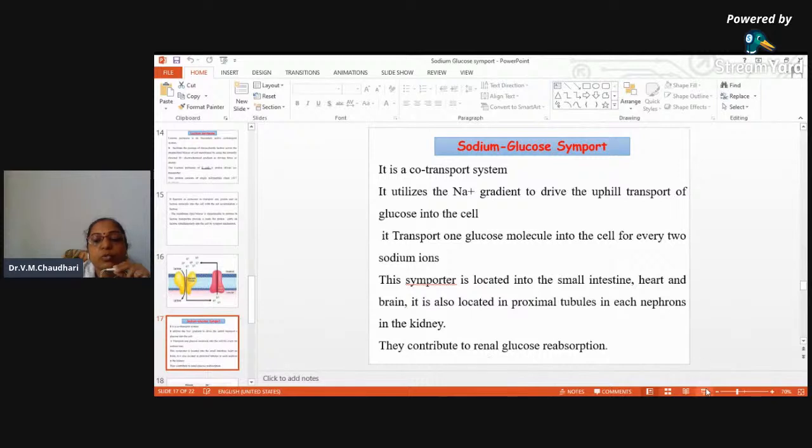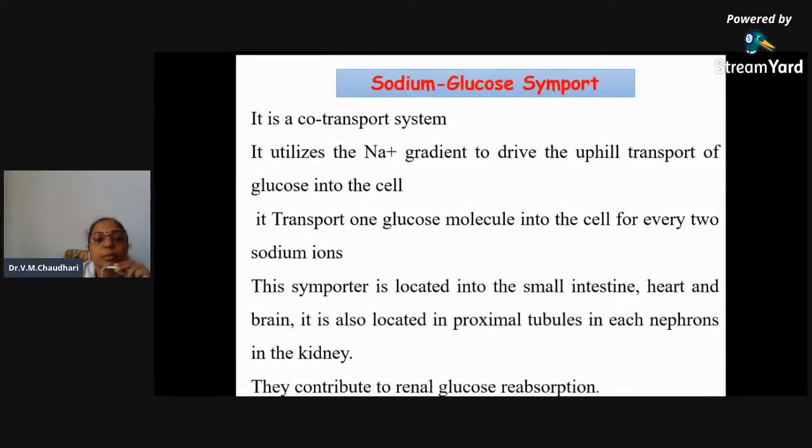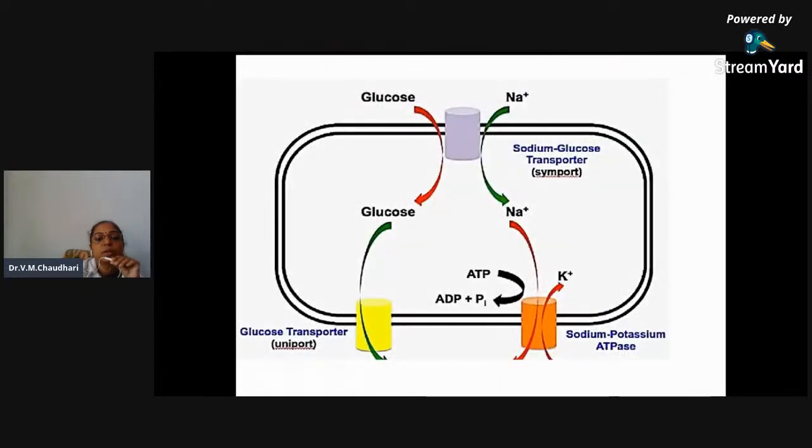Main first, sodium glucose symport, that is the transport of sodium and glucose inside the cell by the sodium glucose symport mechanism. So this is the sodium glucose symport pump.